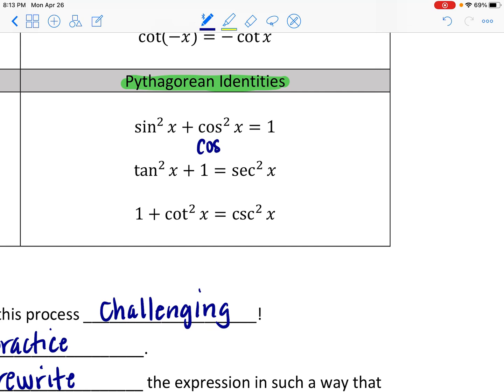If I wanted to solve for cosine squared here, I would just take the sine squared and subtract it over. So then I could say that cosine squared is equal to 1 minus sine squared. Or the same thing here, I could say that tangent squared is equal to secant squared minus 1. So you can manipulate these to make them work for your benefit. So that's what I'm going to do in that last step. I'm going to say cosine squared is equal to 1 minus sine squared.